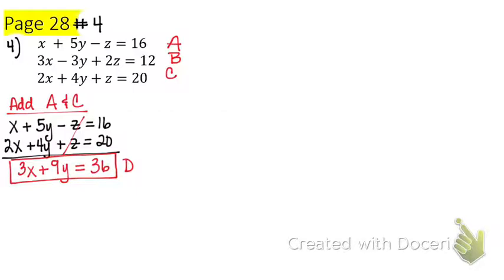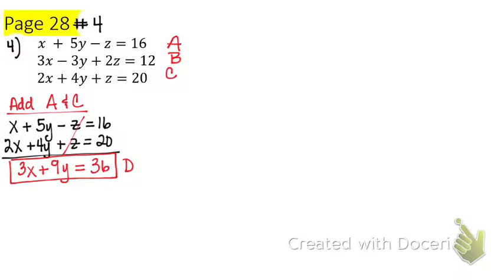So we're going to have to multiply. So the first thing we need to figure out is, which pair do we want to use? Do we want to do A and B or B and C? A and B? Okay, so if I'm doing A and B, what do I have to multiply this equation by to cancel out the Z? 2. Because if I multiply this equation by 2, that's going to change this to a negative 2, which will cancel it out when I add it to B.